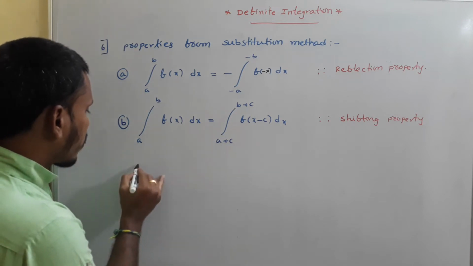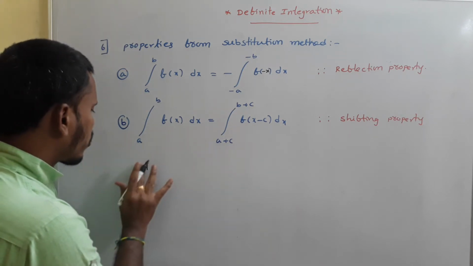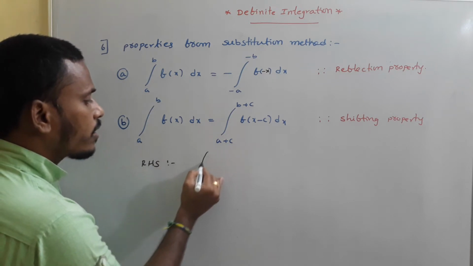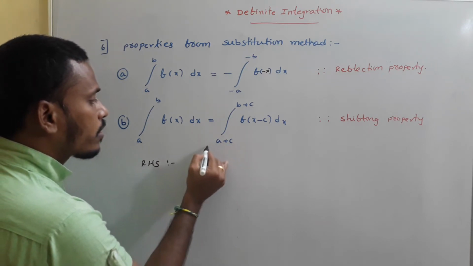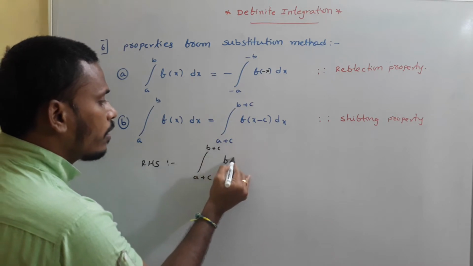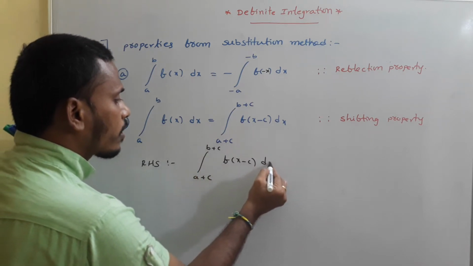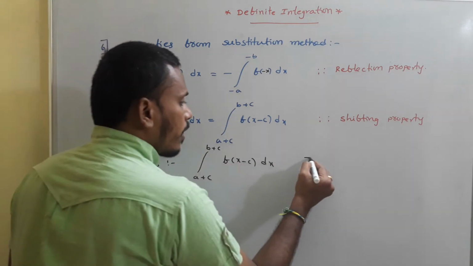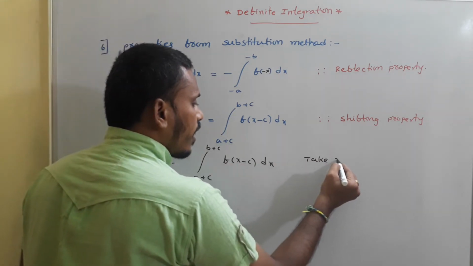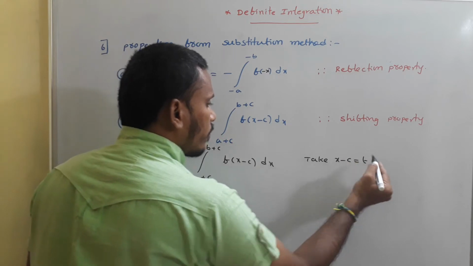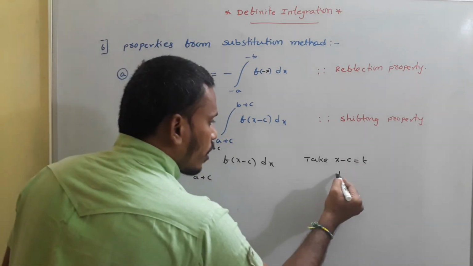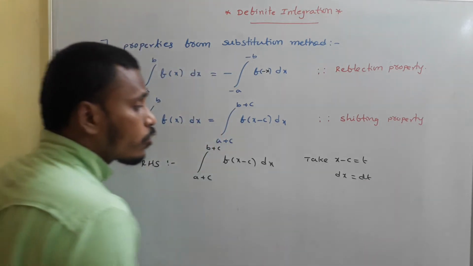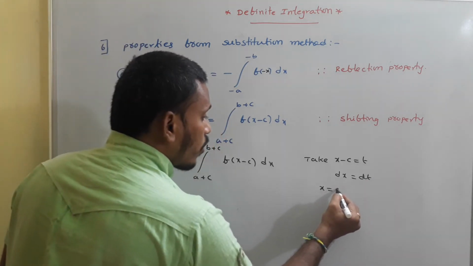Okay, you just start with the left hand side, or you may start with the right hand side, no problem. You just start with the right hand side. The right hand side is integral a plus c to b plus c f of x minus c dx. Now we need to reach the left side. For that I am just taking this x minus c as t. Take x minus c is equal to t. If x minus c is equal to t, dx is equal to dt. Okay, and then what do you say about the limits? Let x is equal to a.